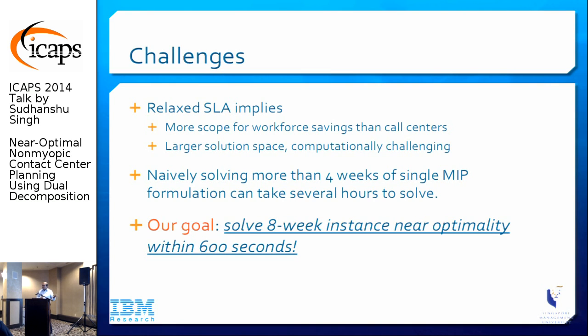And then you can form one big MIP formulation for whatever 4 weeks or 8 weeks that you're planning for and try solving it. But for a problem of 4 weeks or more, it can take from several hours to even a day to solve. So that's not feasible business-wise. Our goal here was to solve an 8-week instance near optimality within 10 minutes. Now, why an 8-week instance? Well, that's basically business constraints. The business guys like to plan ahead for about 2 months in the future, so they want to run 8-week instances in one go.